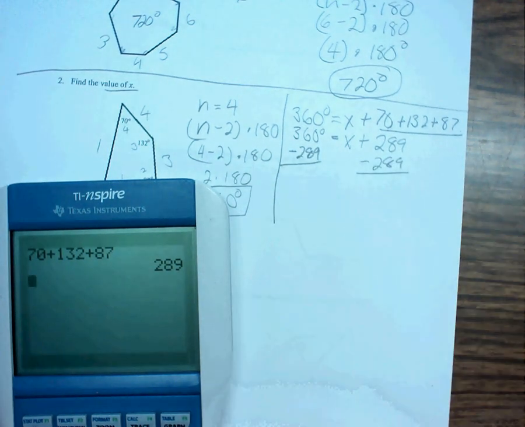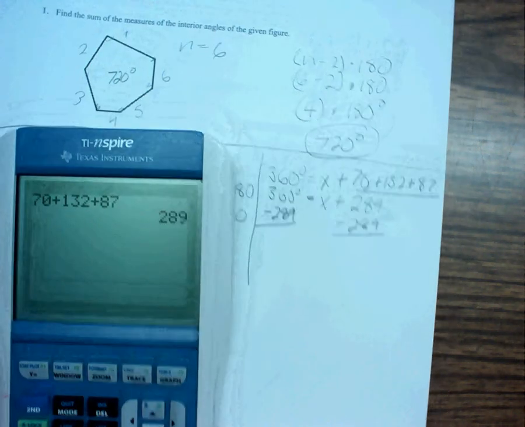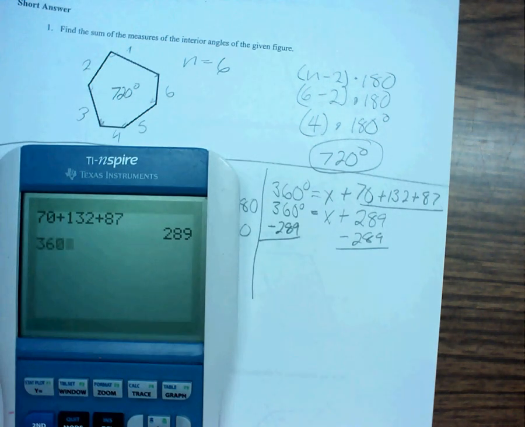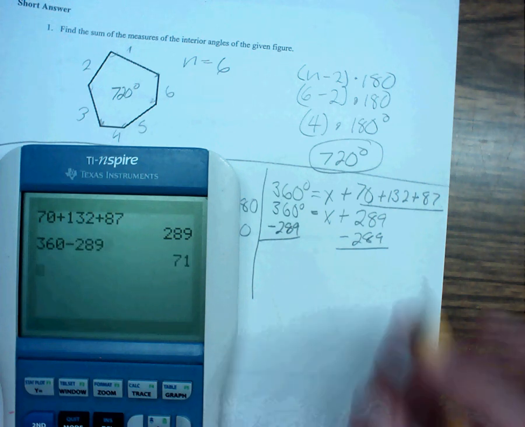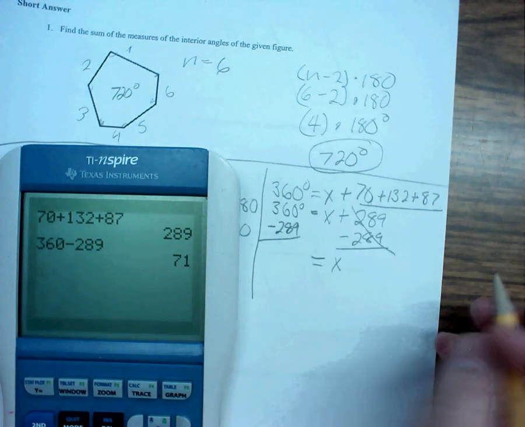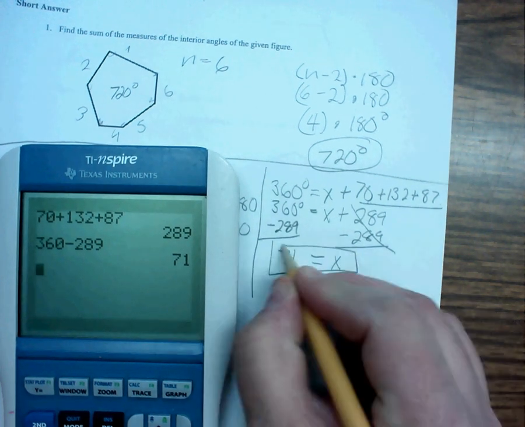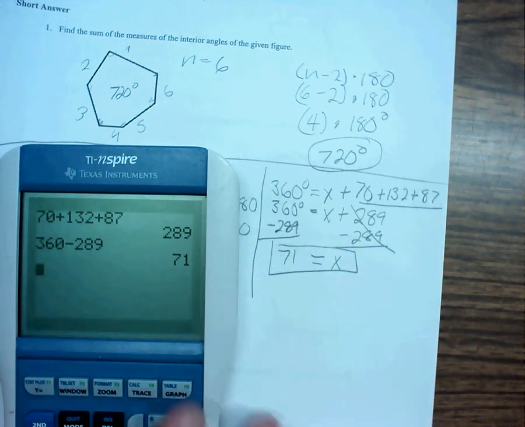So now what I'm going to do is say 360 minus 289. Now this cancels, and so I'll get x is equal to 71. And that's it. Okay? That's all we do.